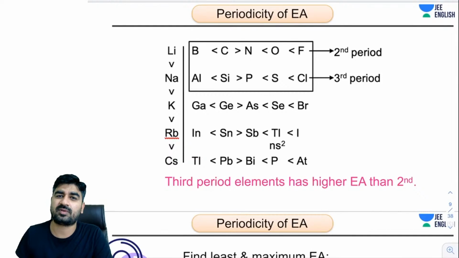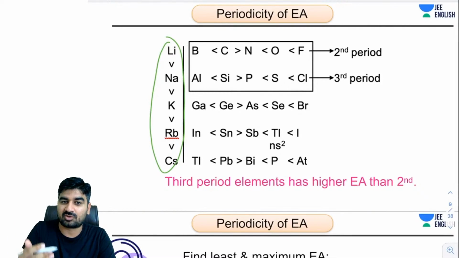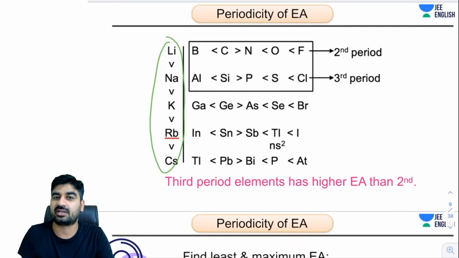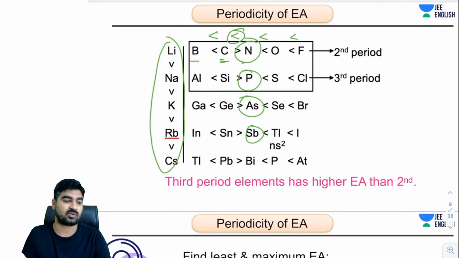Now, periodicity of electron affinity, we discussed this also. As we move down, the group size increases. As a result, the tendency to accept electrons decreases. But when we move left to right, nitrogen was an exception. Left to right the trend is this, but in the case of nitrogen the order is reversed. Carbon has more, because nitrogen has an exactly half-filled electronic configuration, right?